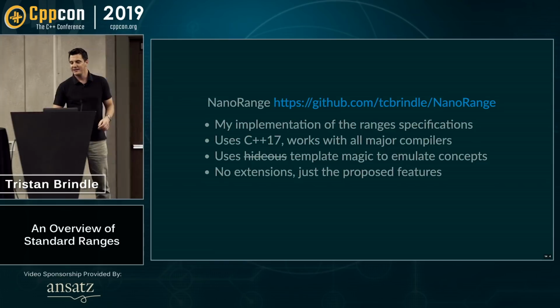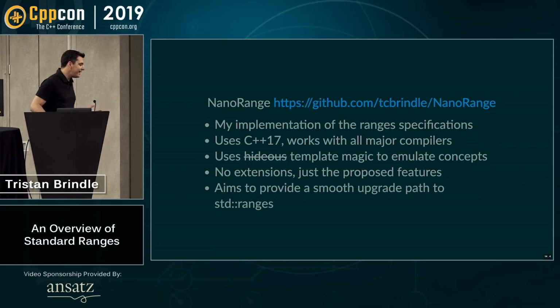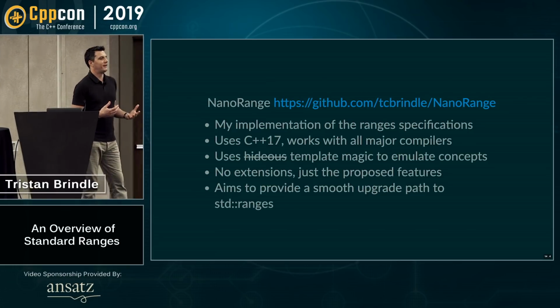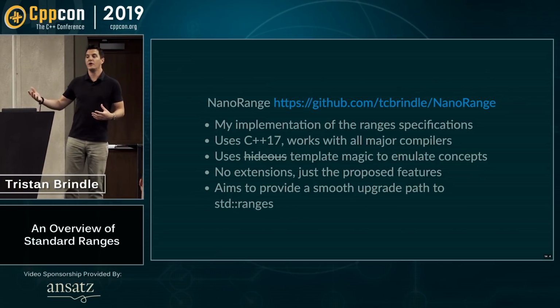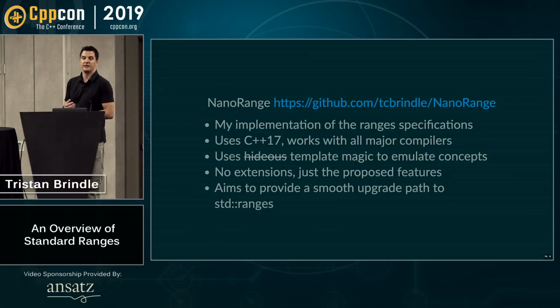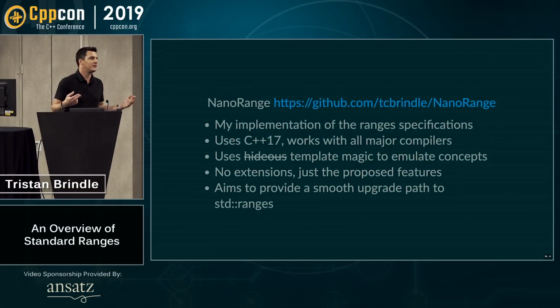There's nothing else in there. And the reason I've done this is because I want to provide a smooth upgrade path to standard ranges. I want you to be able to use NanoRange today and tomorrow to be able to upgrade to standard ranges, hopefully, if I've done it right, just by changing the namespace.